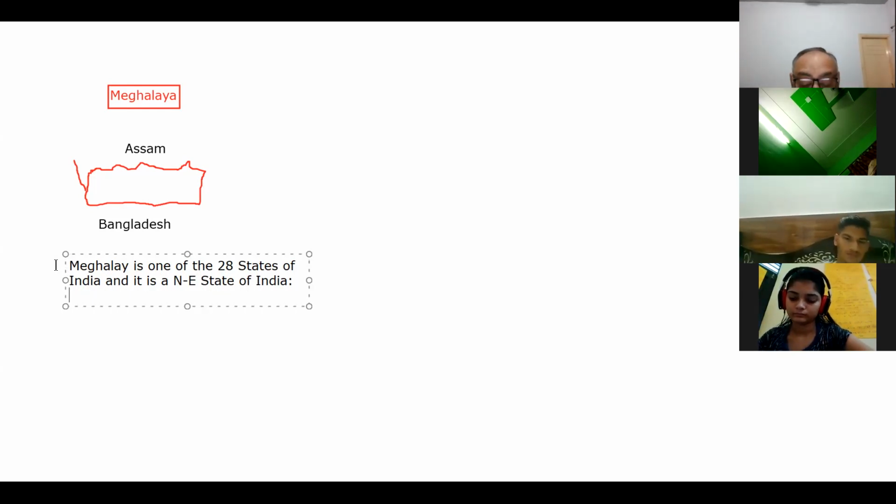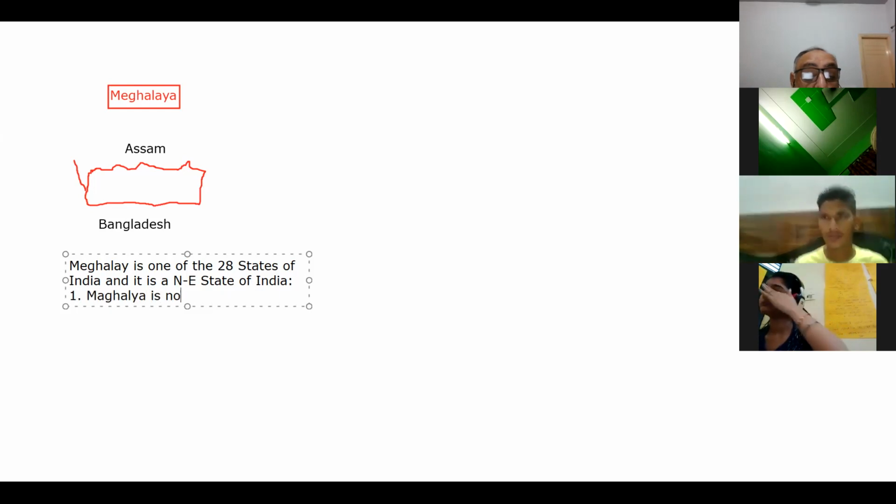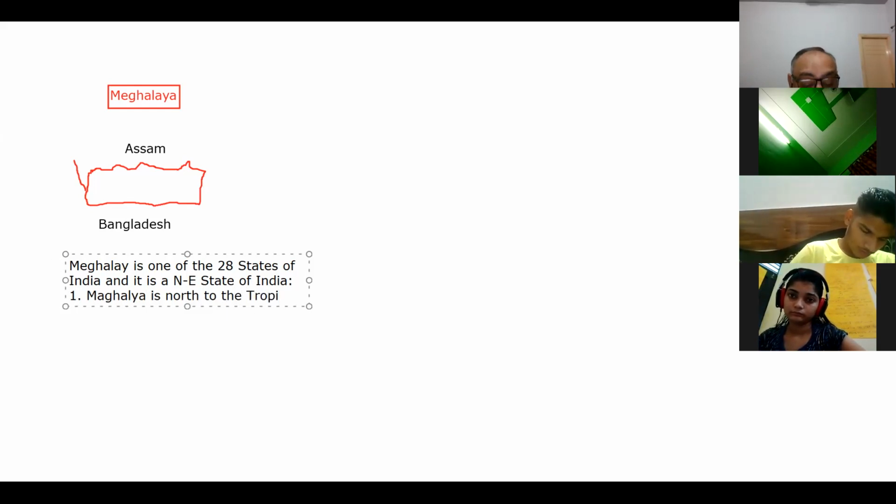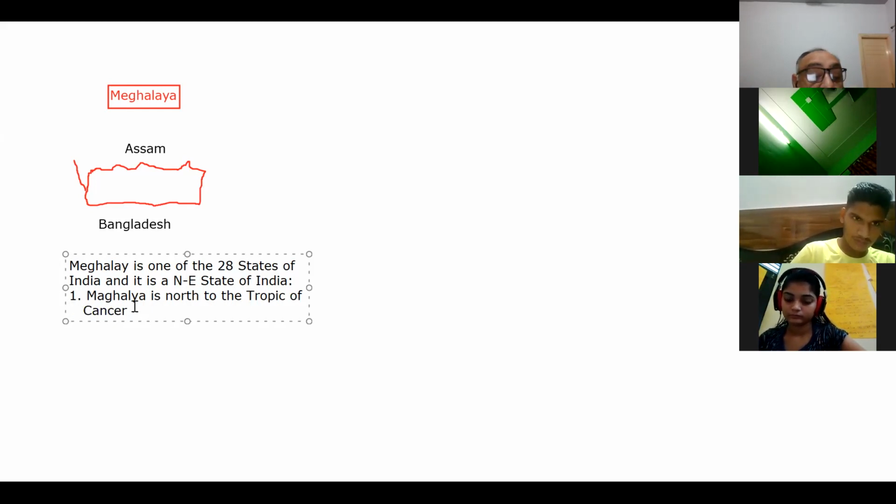First thing is that Meghalaya is north of the Tropic of Cancer, which is known as Kark Rekha in Punjabi or Hindi. So bear this in mind.